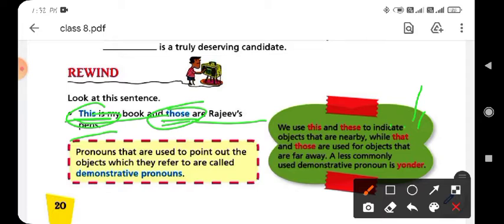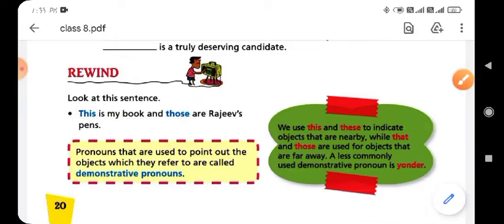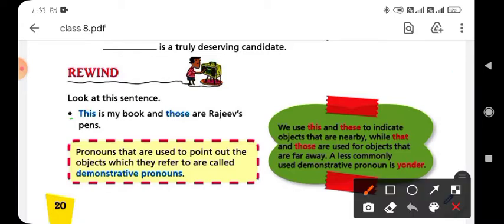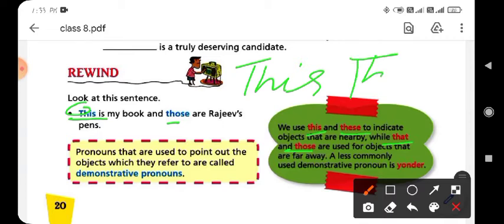And one thing more, if you get a sentence and it is difficult to identify whether a word is an adjective or a pronoun, then you have to look at the sentence carefully. Just you can see here, this is. Okay, it has this, these, those and that, only four words. Okay, only four words are demonstrative words.